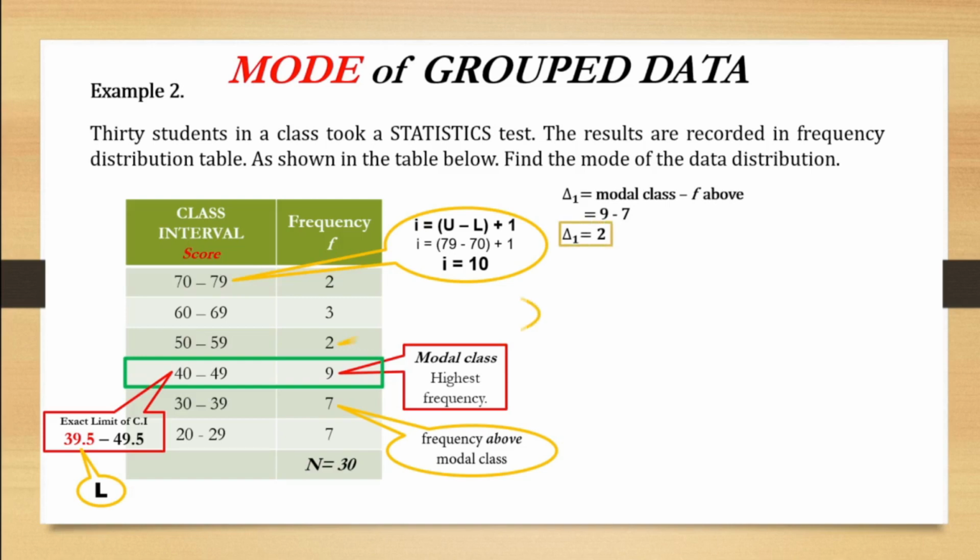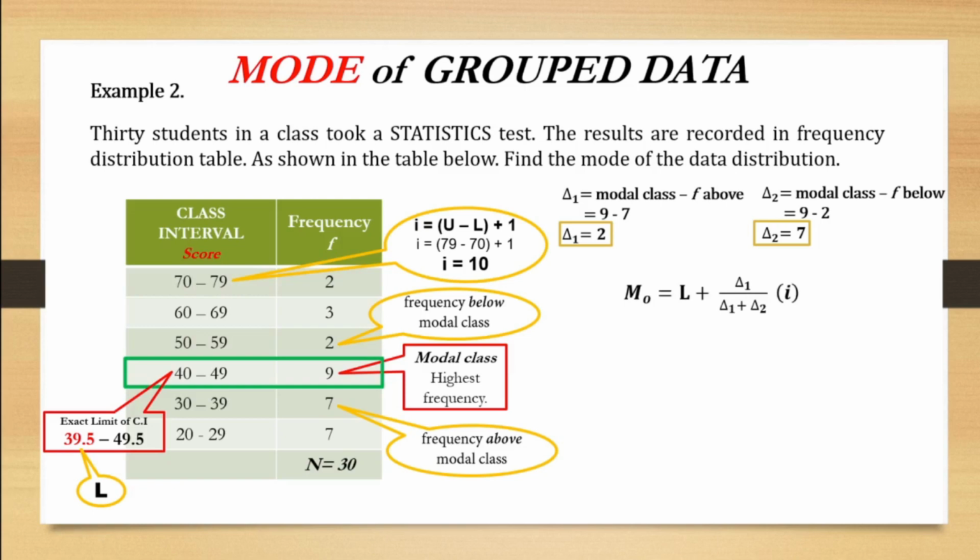And after, we have to identify the frequency below the modal class, and that is 2. To compute now our delta 2, which is the frequency of the modal class minus the frequency below the modal class, and that is 9 minus 2 is equal to 7, and our delta 2 is 7.